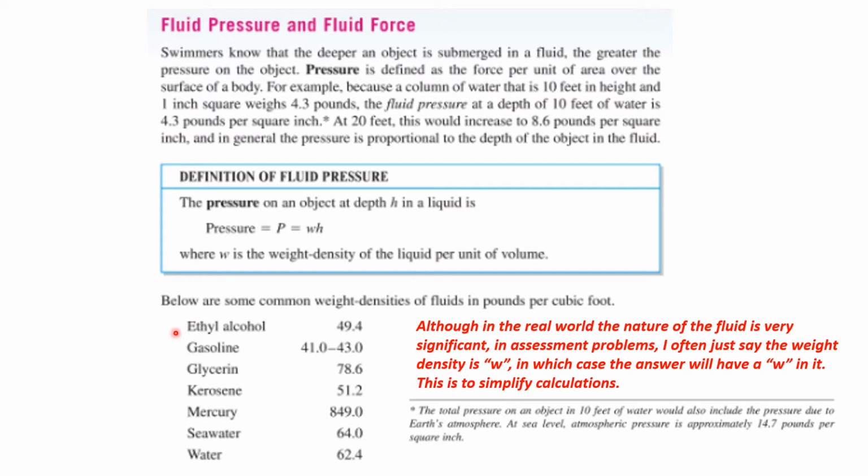Okay, below are some common weight densities of fluids in pounds per cubic foot, and you see that alcohol and gasoline are light, as is kerosene. Mercury is very heavy. Seawater has some salt in it, so it's a little denser than regular pure water, and so on and so forth. Now, although in the real world the nature of the fluid is very significant, and we do have to acknowledge if I'm in seawater or some other fluid, for assessment problems in this class, I often will just say the weight density is W, in which case the answer will have a W in it, and I do that to simplify your calculations just for assessment purposes.